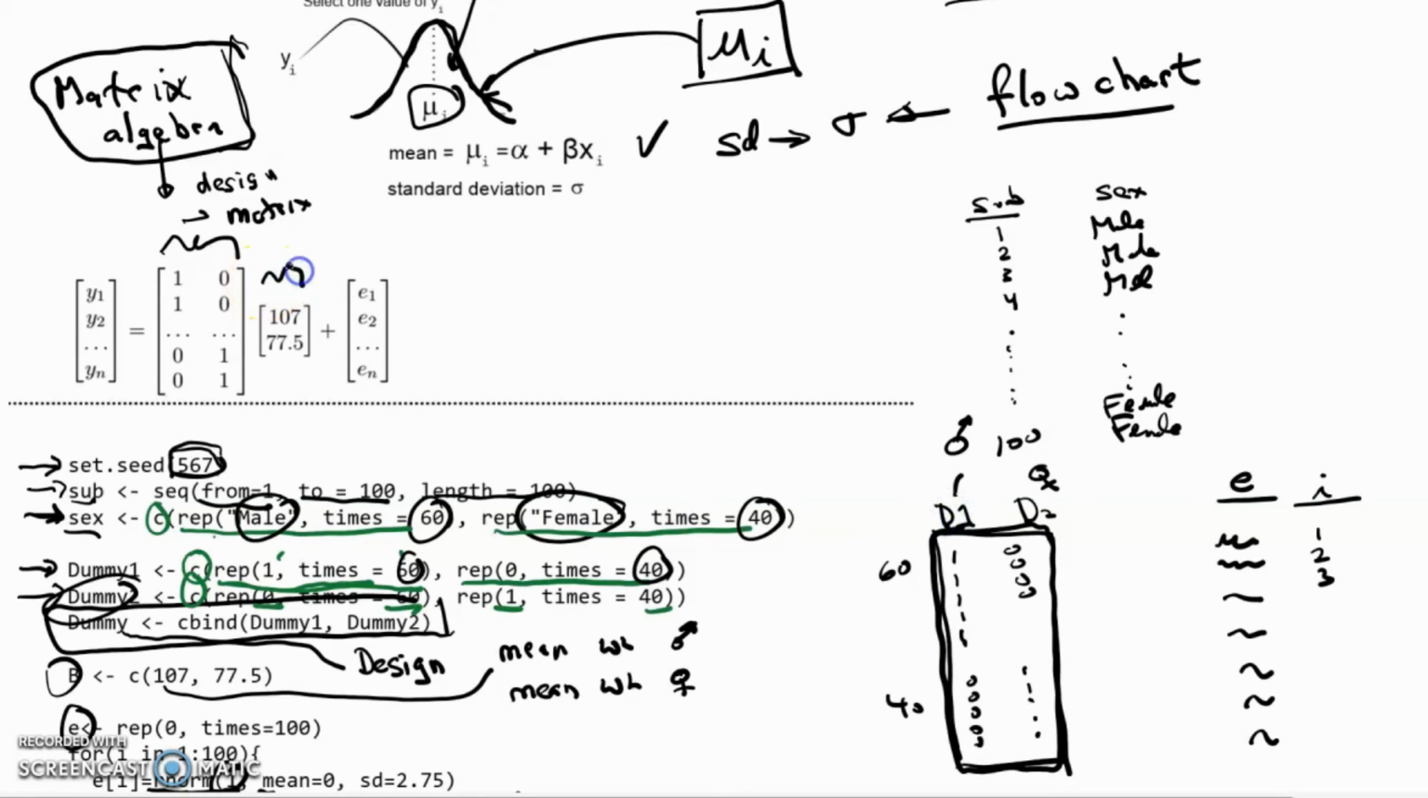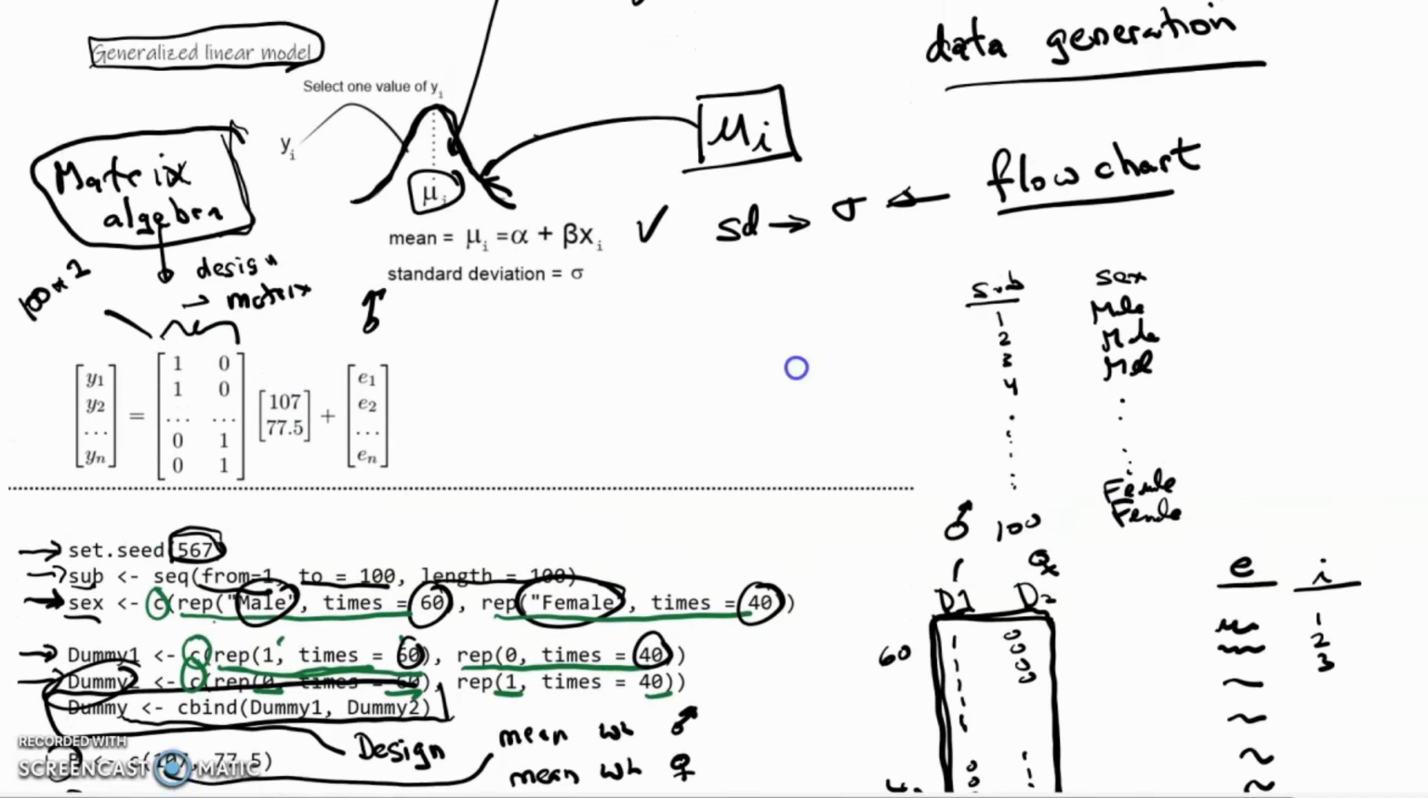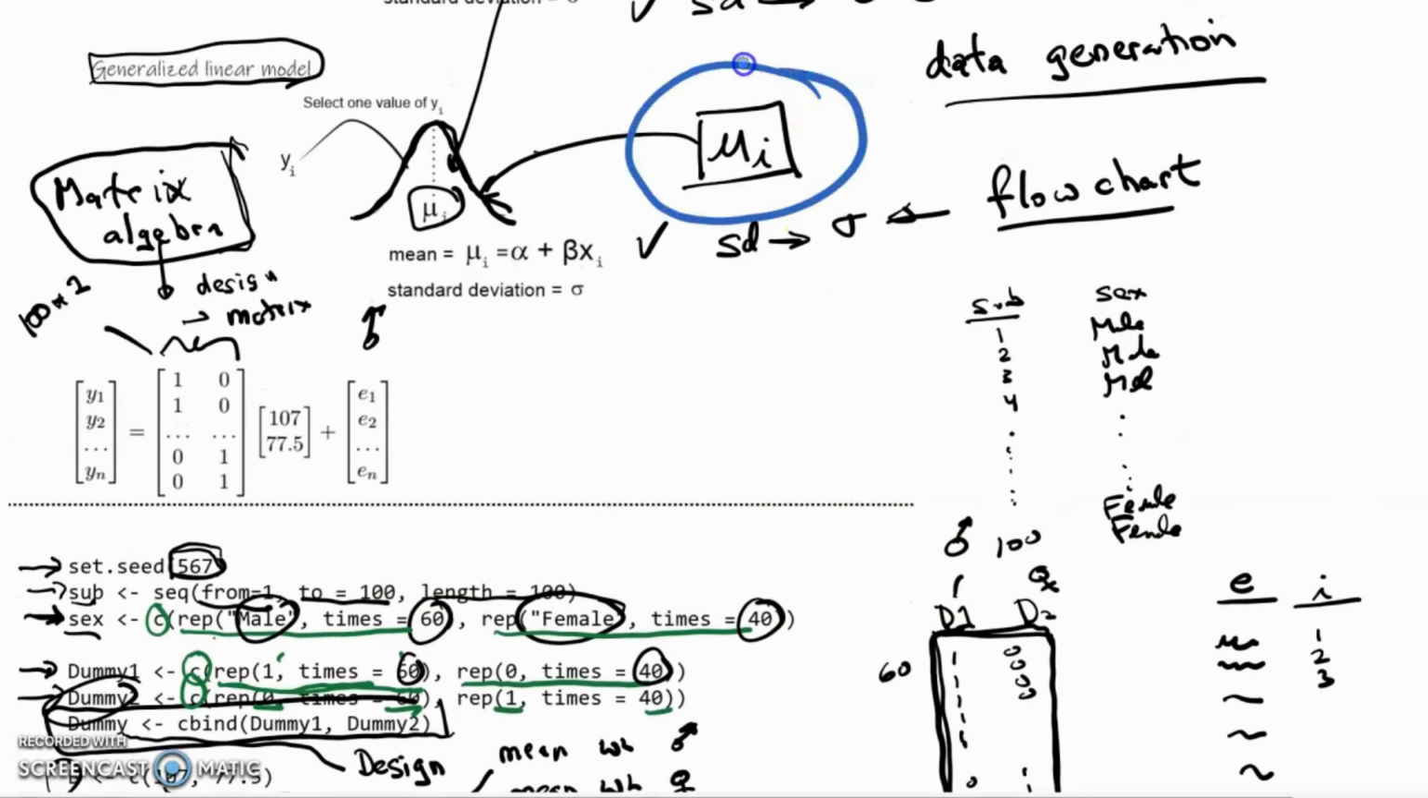And I'm going to multiply it by B, where this is the mean for the males, and this is the mean for the females. So this is going to be a 100 by 2 matrix. This B is a 2 by 1 vector. And when I multiply these two together, you'll have to think about the way matrix algebra works, but what's it going to give me? It's going to give me mu I. It's going to give me a vector of the expected values of y for this experiment.